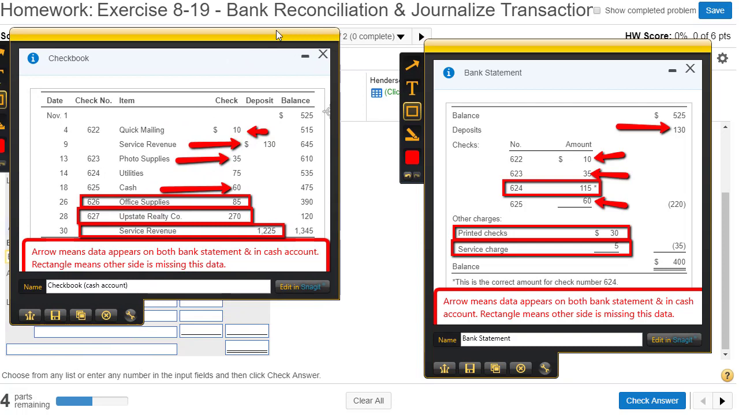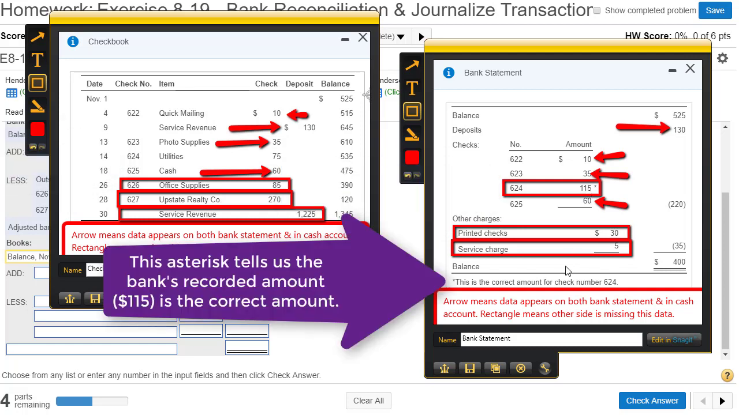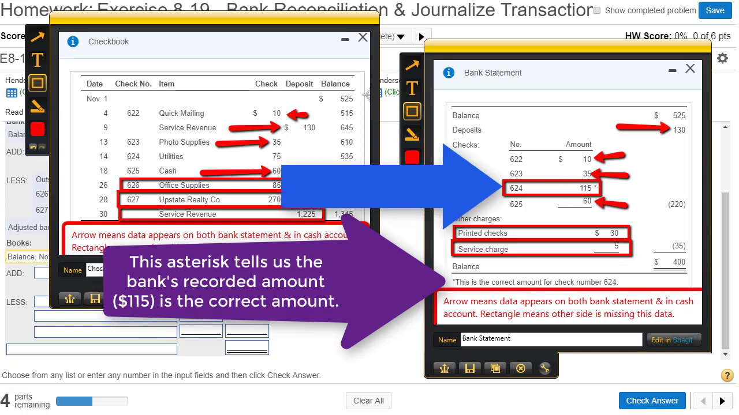So to review this check 624, which is for utilities, we wrote it for $75 and we entered it as $75, but the bank subtracted $115. So we did some research to see which is accurate. We looked up the image and it turns out that it really was for $115. How do we know that? Because of this asterisk. This is the correct amount for check 624. So this amount is correct, but in our accounting records, we entered it for $75. So we have to correct that now.